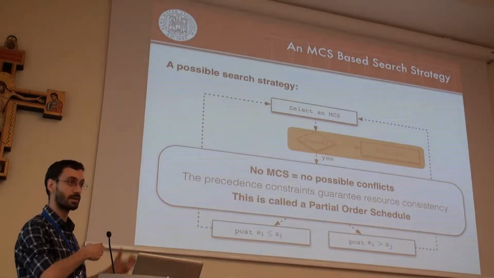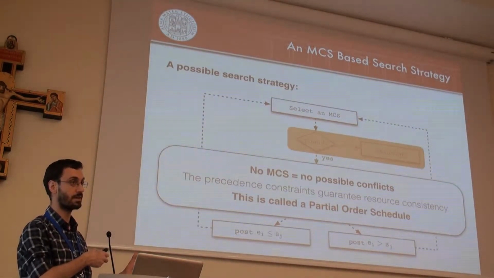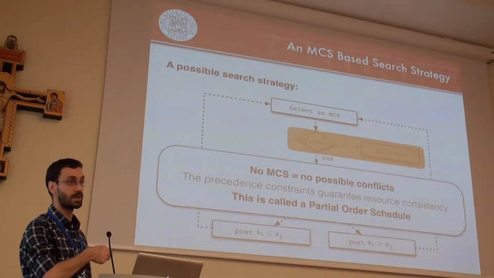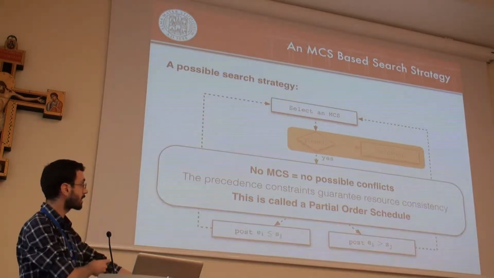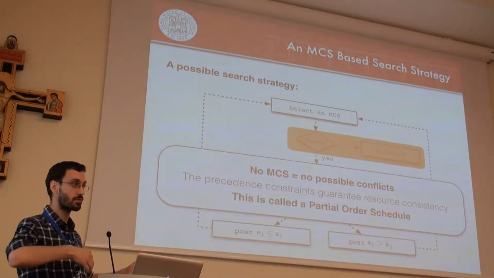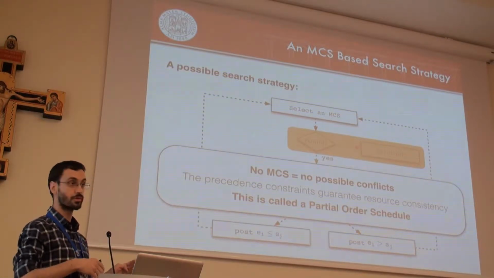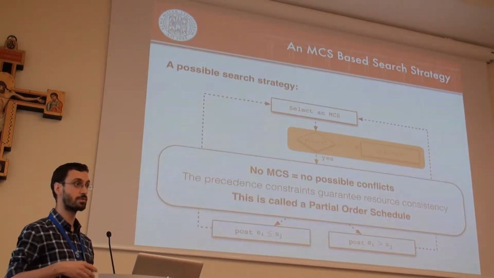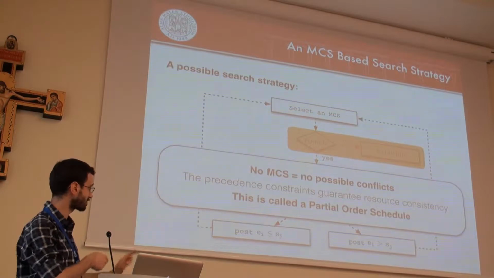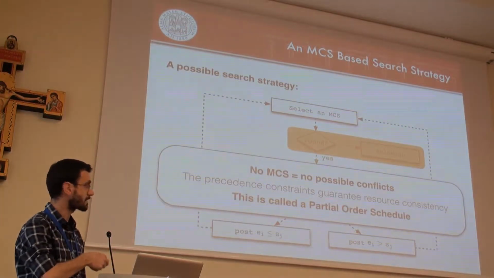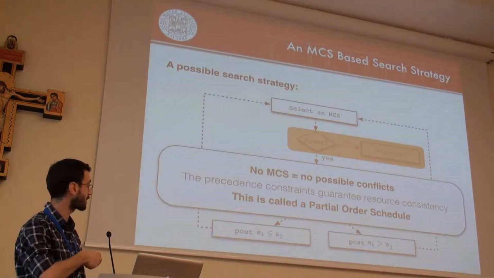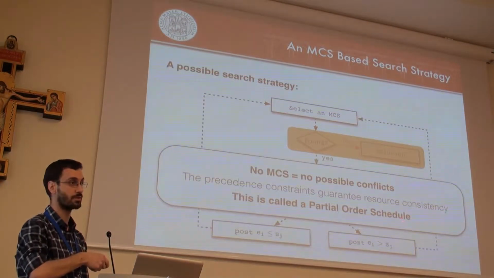Why? We know that temporal consistency is enforced, right? If there are no more minimal critical sets, it means that our schedule, the graph that we've been building so far, is also resource feasible. There is no possible conflict. Okay, so a schedule like this, which looks like an augmented graph in practice, is called a partial order schedule.